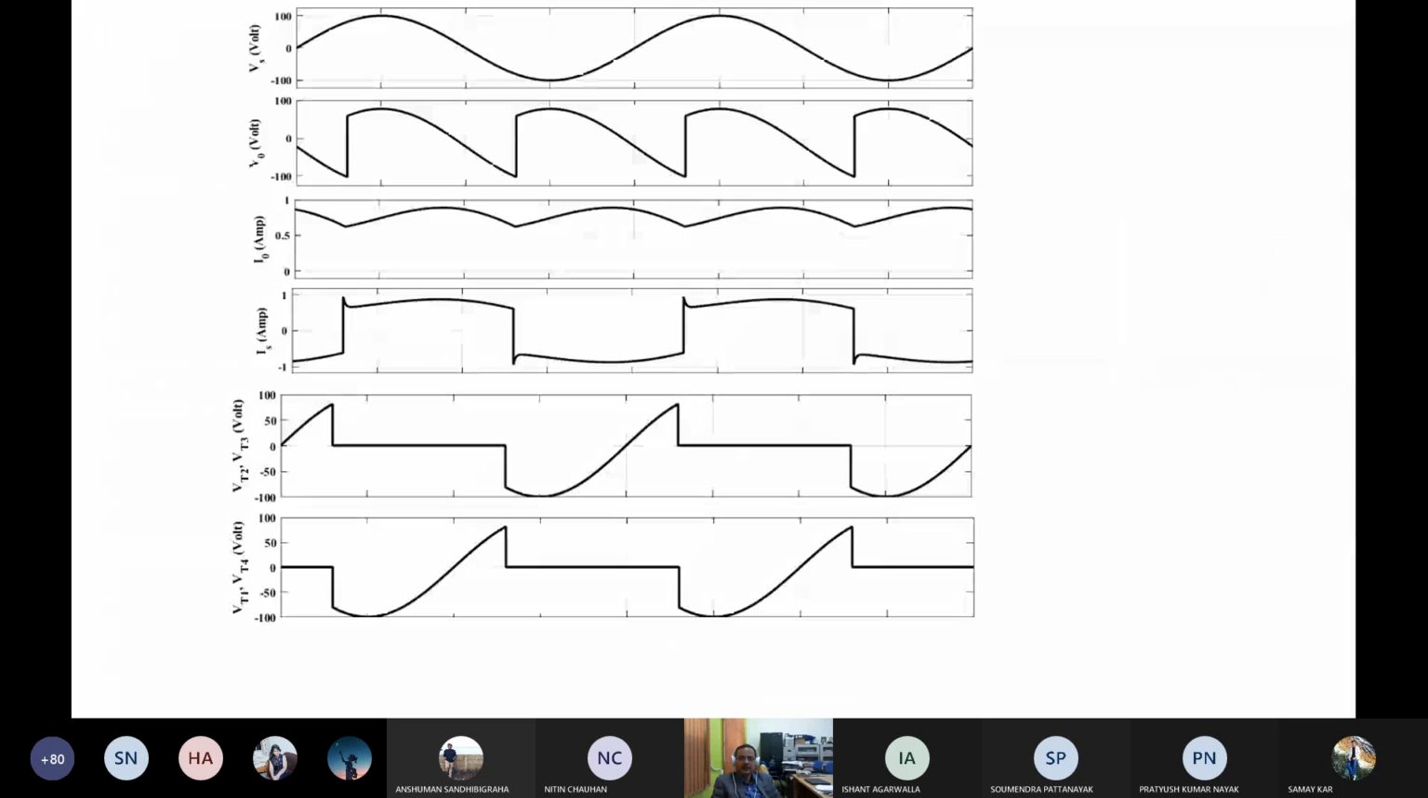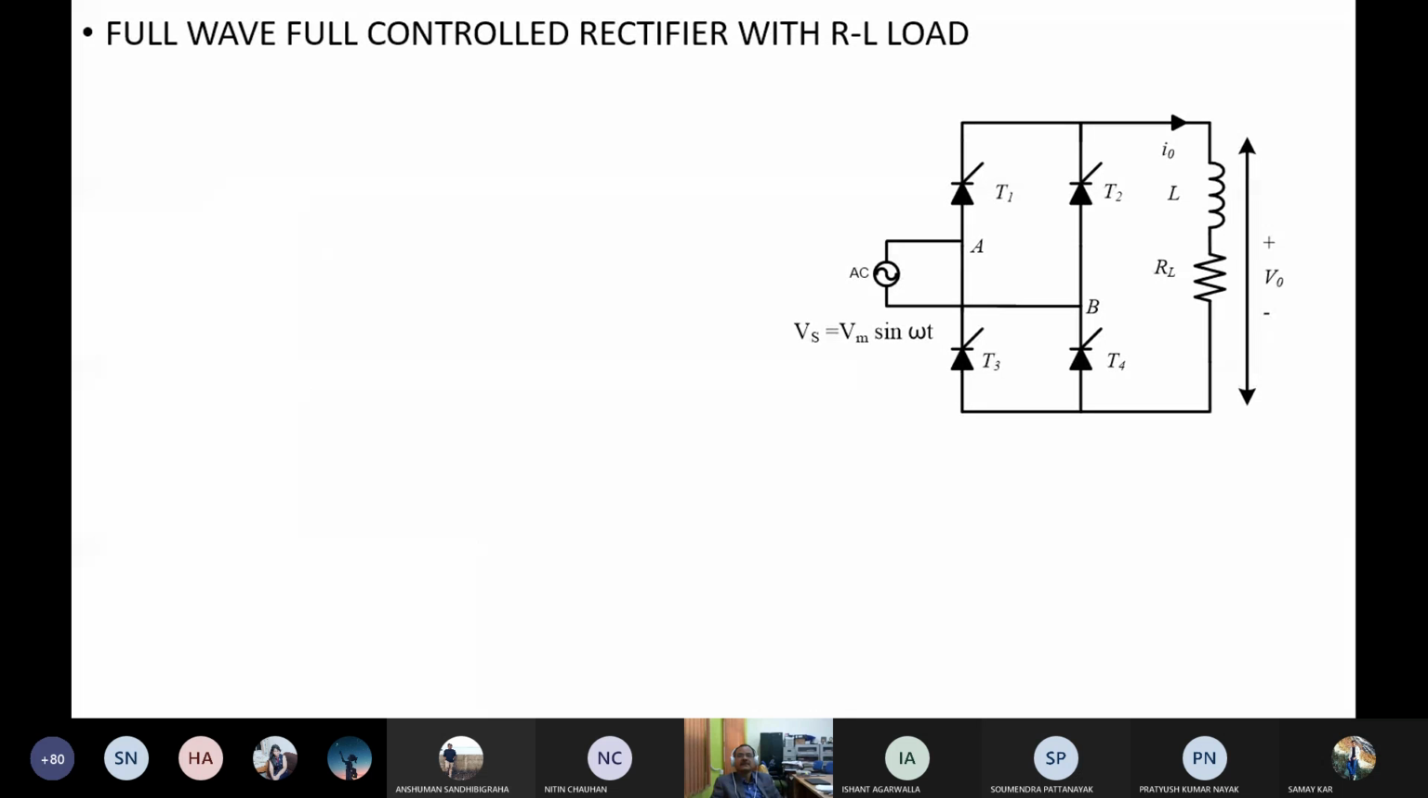So we'll study this RL load now. What happens? This T3 and T4 are now thyristors. Diodes are replaced by thyristors. So in the first half cycle, T1 and T4 are conducting. Current goes through T1, load, T4. After pi, current is reversing, but current is not less than the holding current. So T1 and T4 continue to conduct.